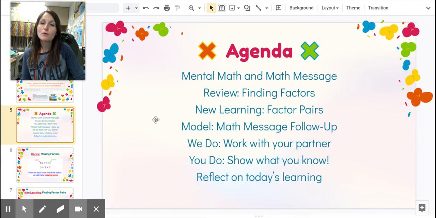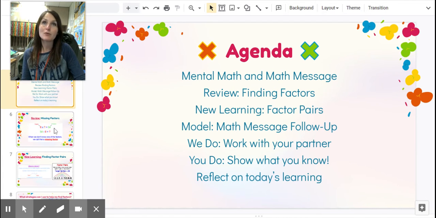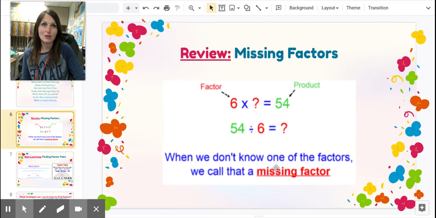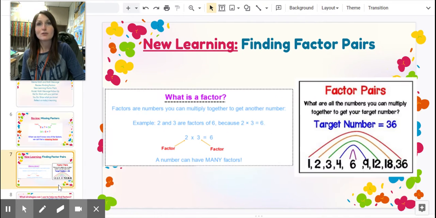We are going to review finding factors because we've been able to do that. That's what we did yesterday. We did missing factors like our mental math, like 6 times what equals 54. That was the missing factor. But today we're going to really think, which numbers can multiply together to equal the product?